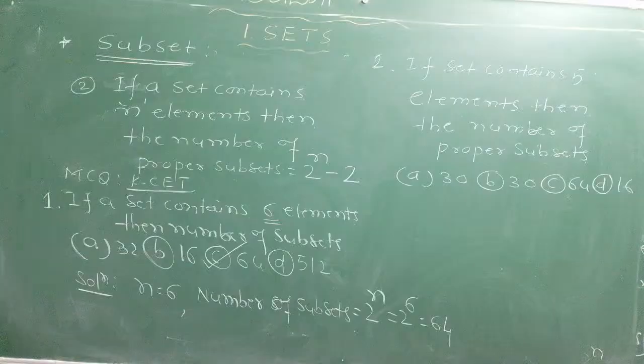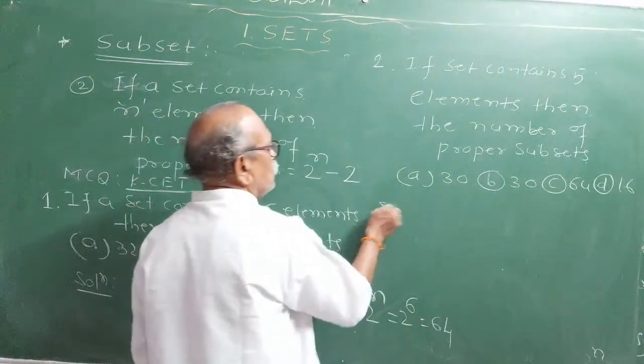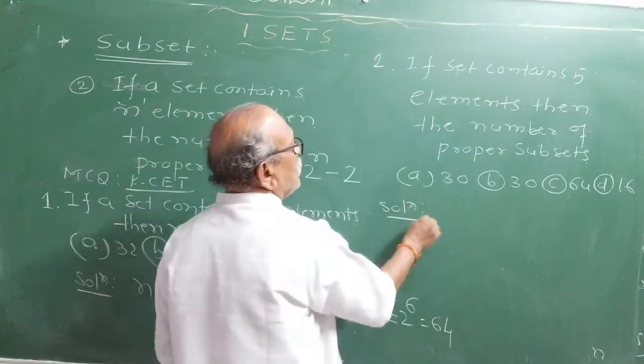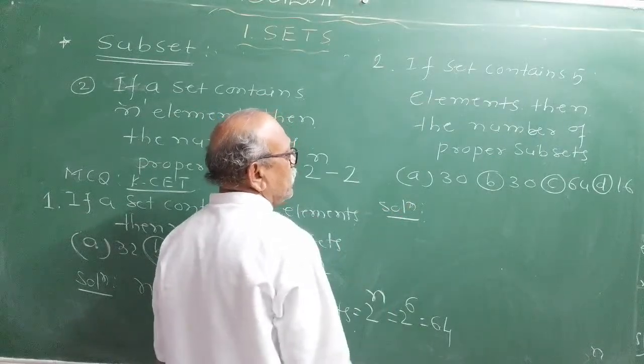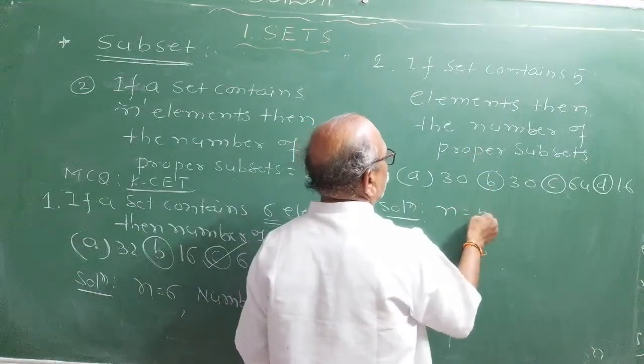What is your answer? Try the second one. Similarly. What is the solution here? Observe. Proper subsets. What is n equal to? n is equal to 5.